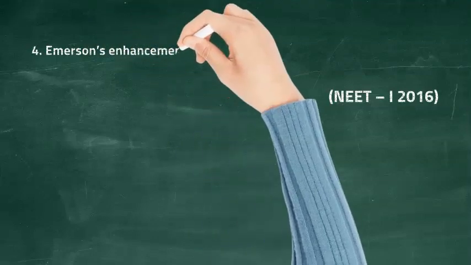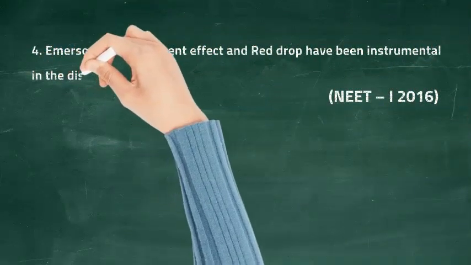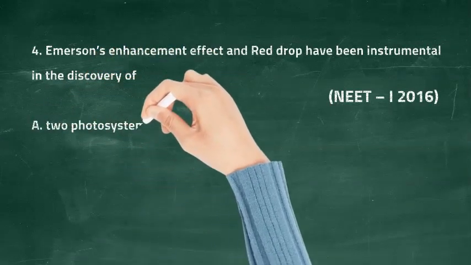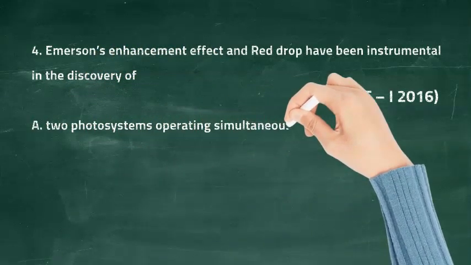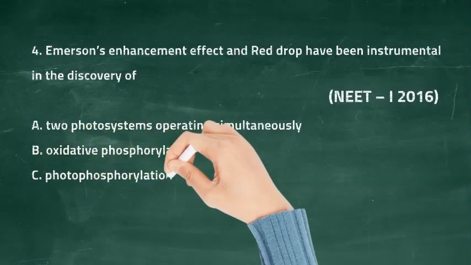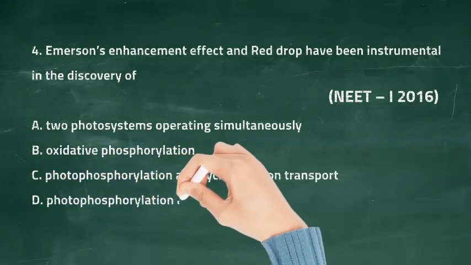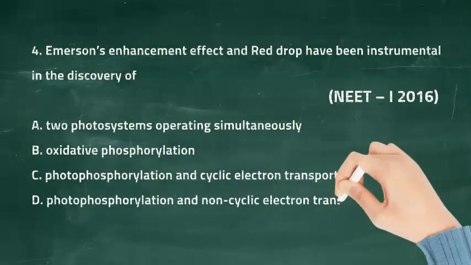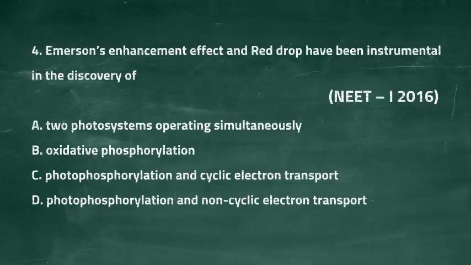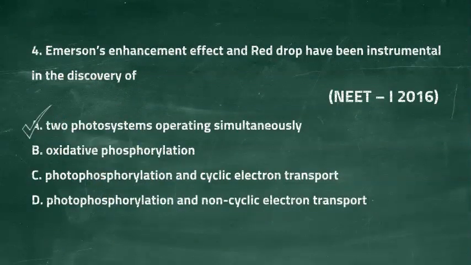Question fourth. Emerson's enhancement effect and red drop have been instrumental in the discovery of: option A is two photosystems operating simultaneously. Option B is oxidative phosphorylation. Option C is photophosphorylation and cyclic electron transport. Option D is photophosphorylation and non-cyclic electron transport. So the right answer is option A, two photosystems operating simultaneously.